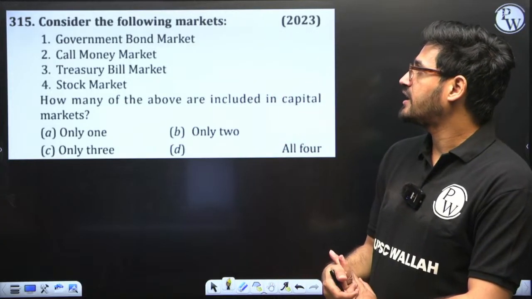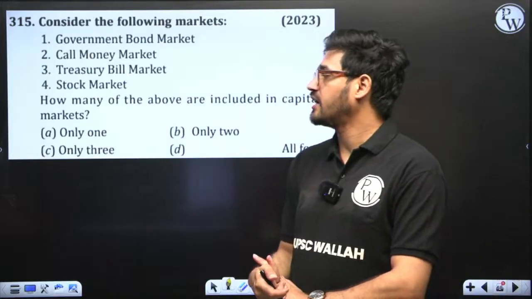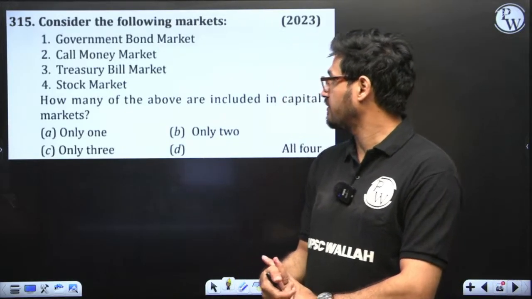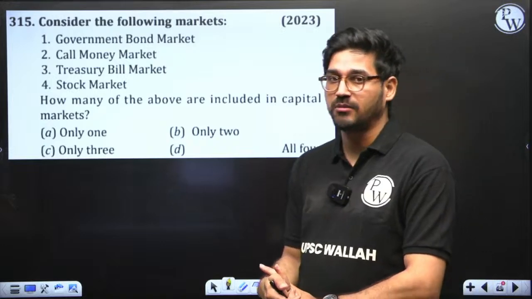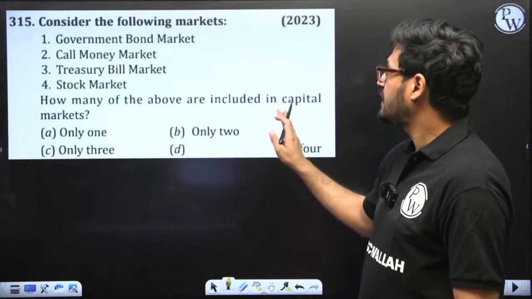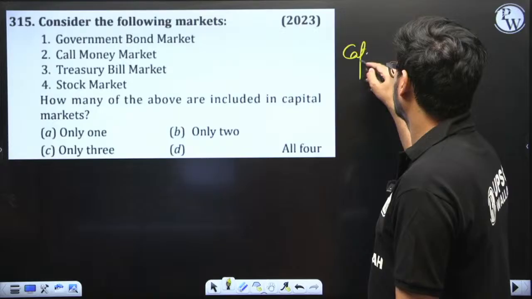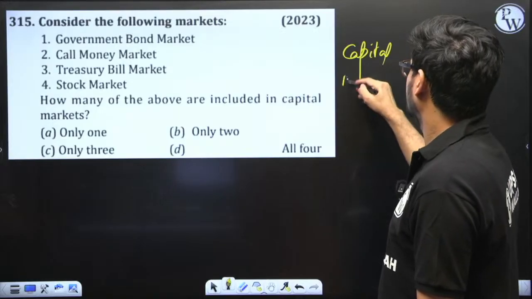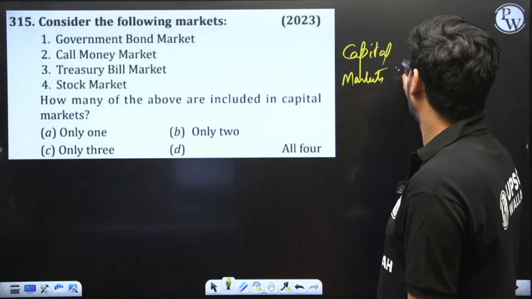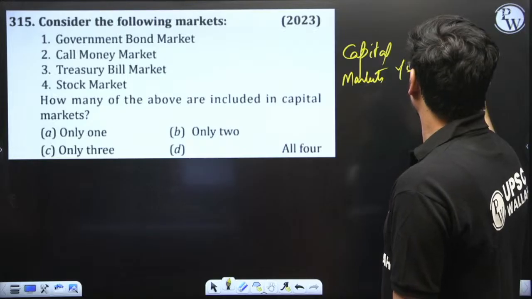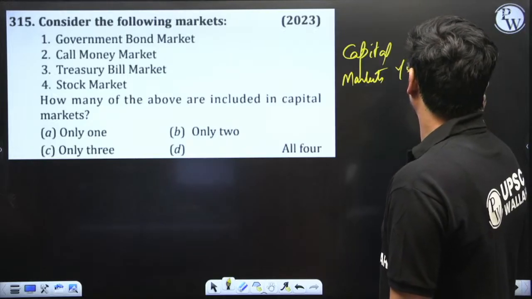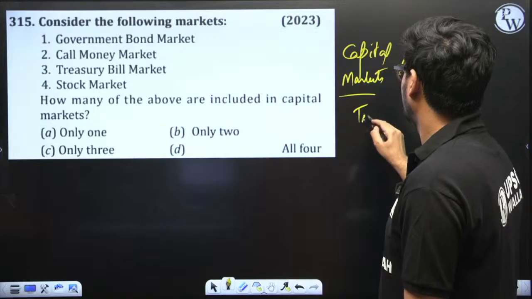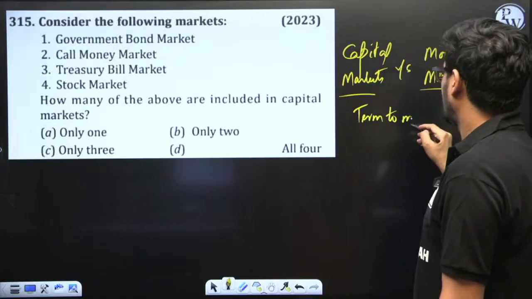Consider the following markets: government bond market, call money market, treasury bill market, stock market. How many of the above are included in capital markets? Now, there is a difference between capital markets versus money markets.